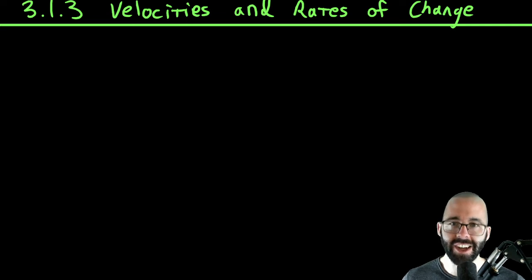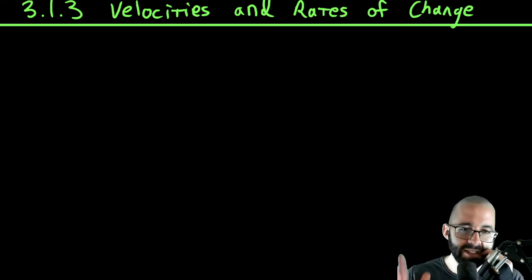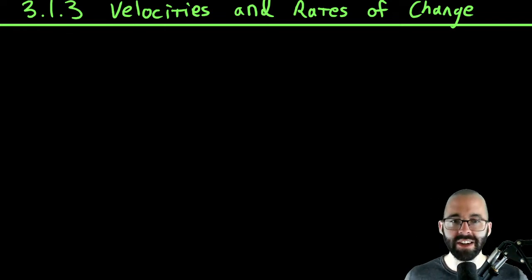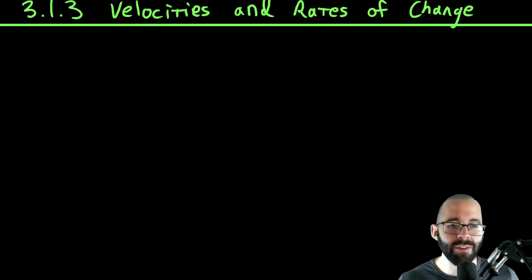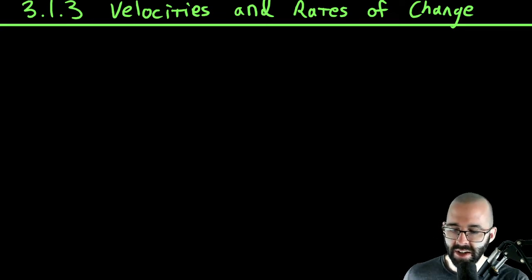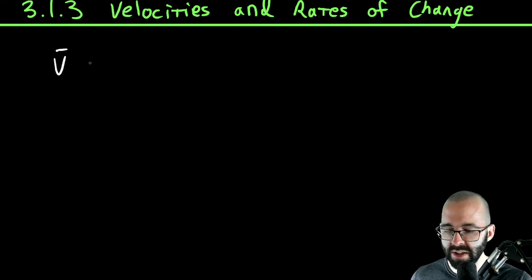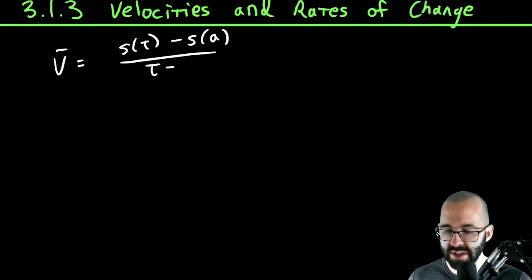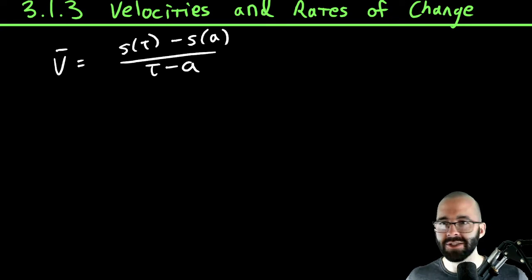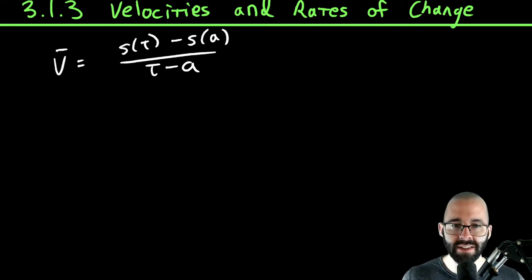All right, let's talk velocities and rate of change. We've introduced this concept before. The average velocity is the average rate of change of position. And we had a formula for that we used before. Remember, we said V bar is the average rate of change of position. This is a difference quotient, right? This is the slope of a secant line. It's all connected. Average velocity is the slope of the secant line of the position function.